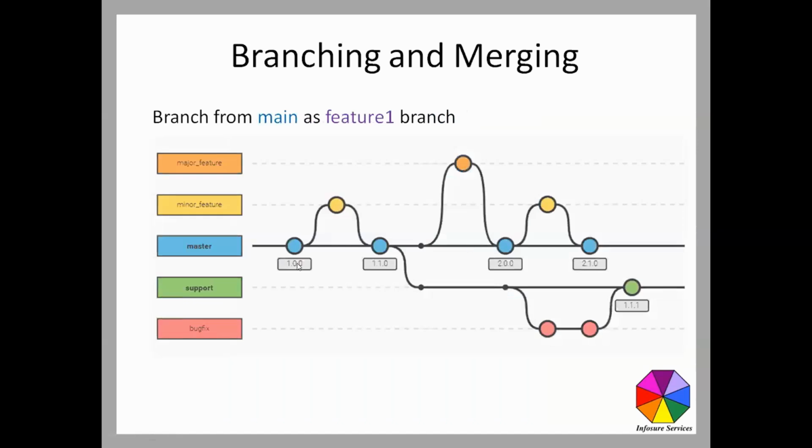Here is an example of the master on a certain version. A minor change goes from 1.0 to 1.1, a major change is 2.0, and so on. Support fixes are done in a branch. You can see this is a branch, and here are some features or bugs which are fixed, and that branch has got 1.1.1 because it took from this code base.